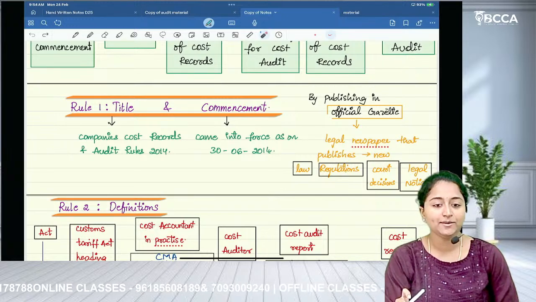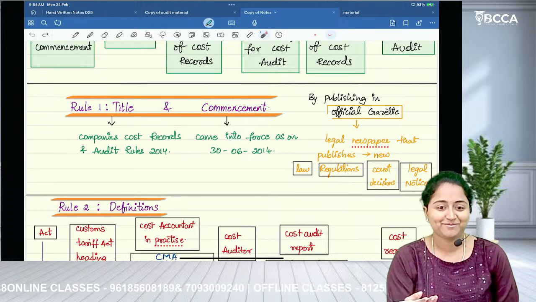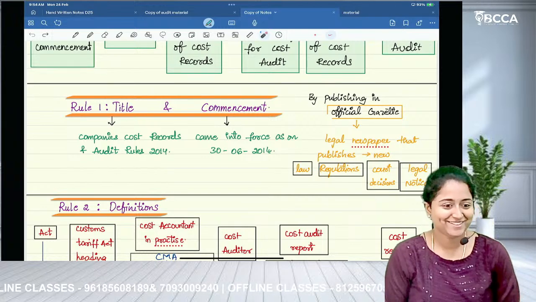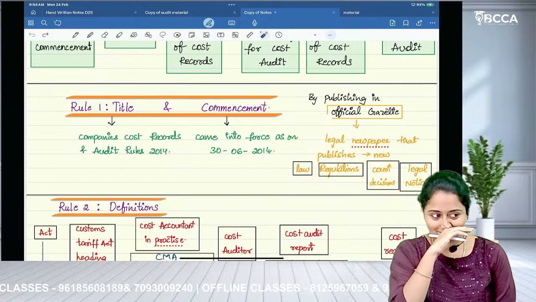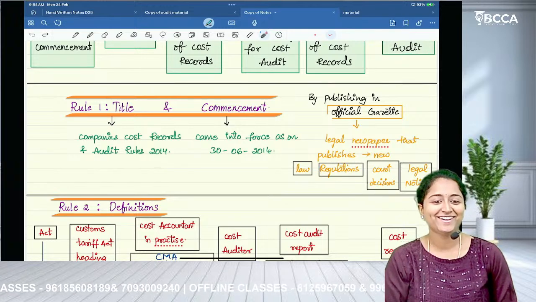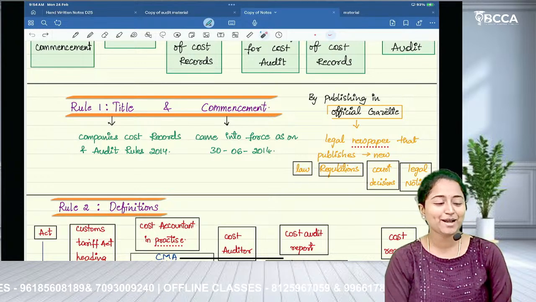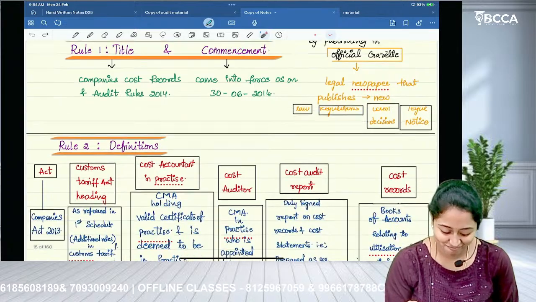So this is rule 1. What is the title? Come on. Companies Cost Records and Audit Rules 2014. What is the commencement date? 30th June 2014.